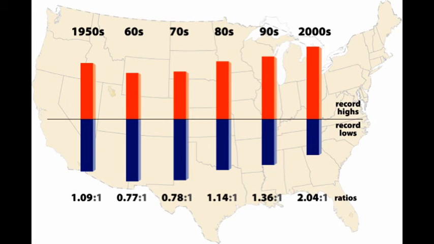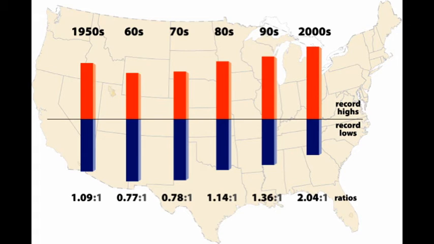I think one of the more interesting plots is this one, which compares the number of record highs with the number of record lows for each decade. If there was nothing much going on with the climate, then these numbers should be approximately equal. However, in the last decade, 2000-2009, there have been twice as many record highs as there have been record lows.